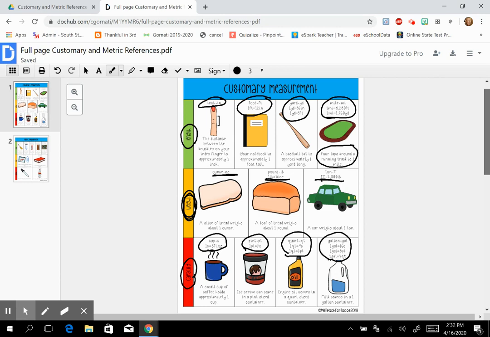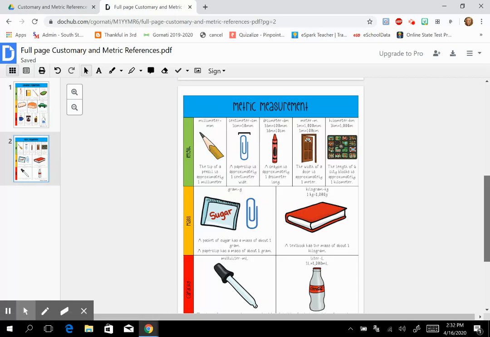Okay, those are customary. That's what we use in the United States to measure stuff. Just about everywhere else in the world uses metric. So we're going to take a look at this. Here's the metric system. Again, we have length, mass, which is weight, and then capacity.